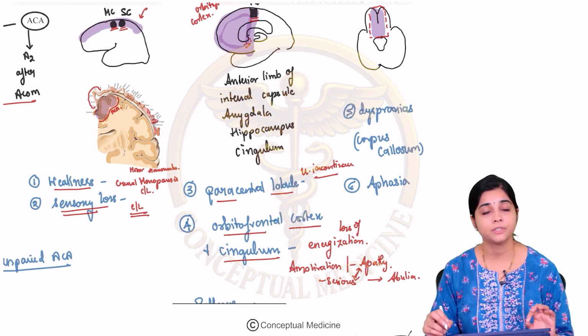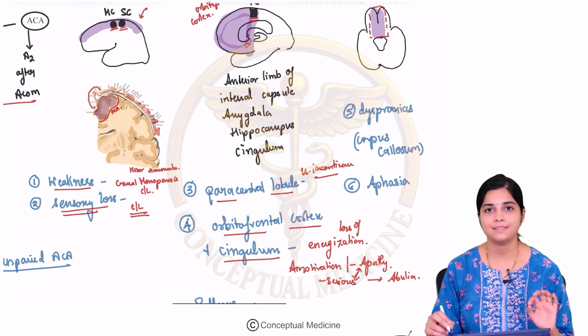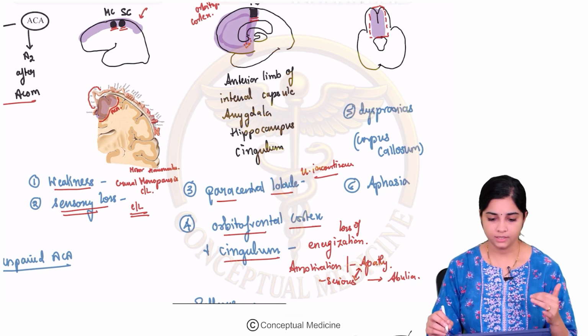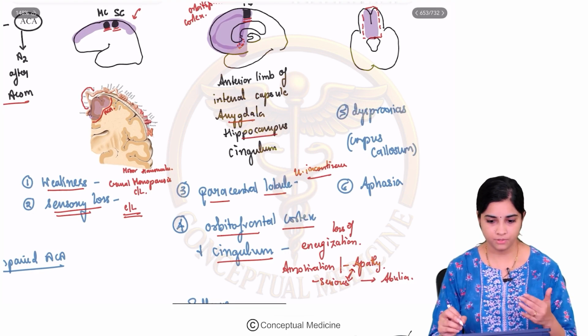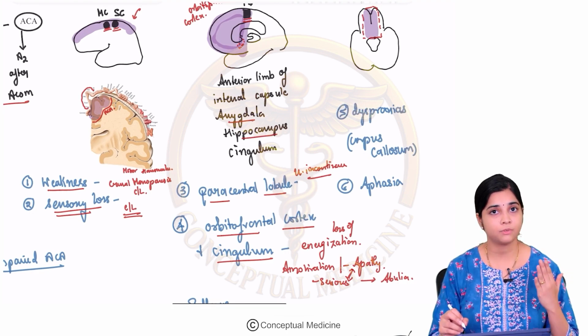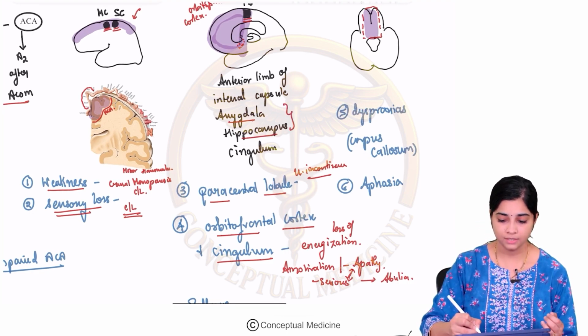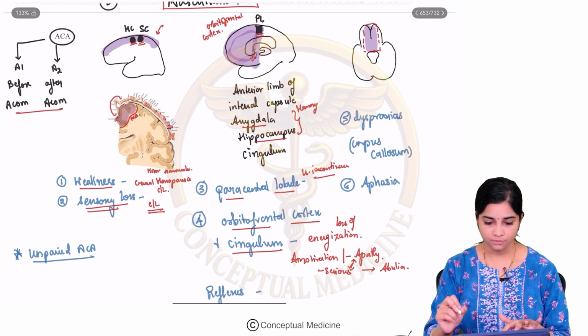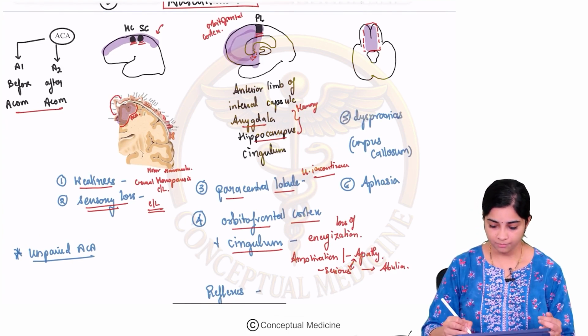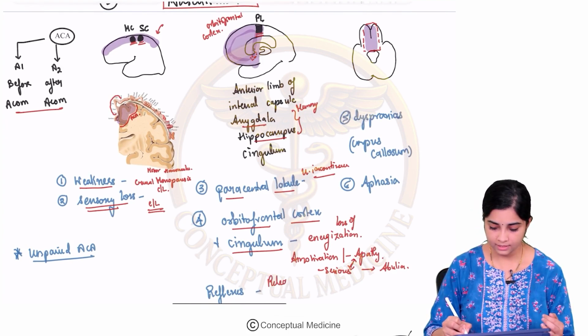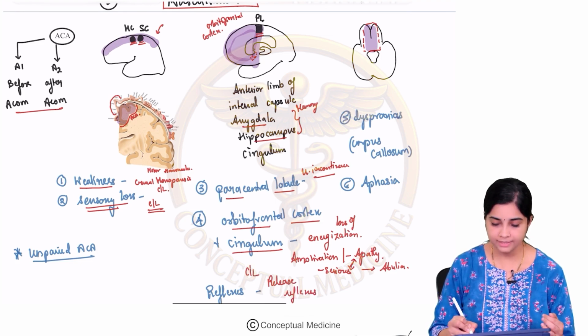Then there can be involvement of the amygdala and hippocampus. That's what we have discussed now. If there is involvement of the amygdala and hippocampus, there can be memory disturbances as well. Also, involvement of the orbitofrontal cortex can result in what we call release reflexes. So you can have contralateral release reflexes.